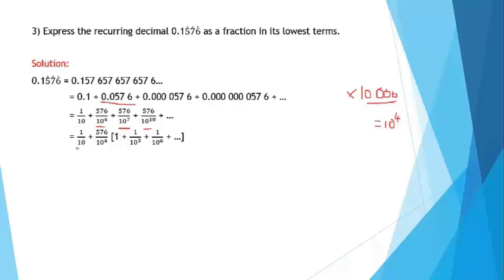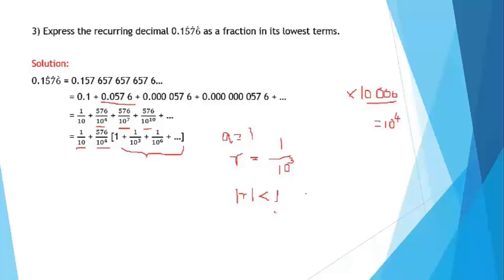So now we have two terms here, and with the second term there is a series to be multiplied. By finding the sum of the series, we can find the final fraction for this recurring decimal. In order to do that, the first term of this series is 1, and the common ratio is 1 over 10 cubed. And the modulus of r is less than 1. So since the modulus of the common ratio is less than 1, this series is convergent.